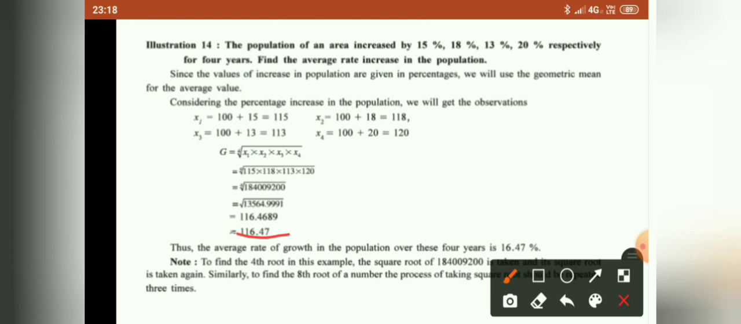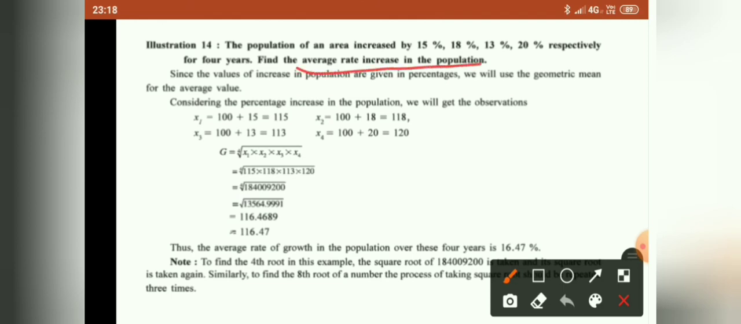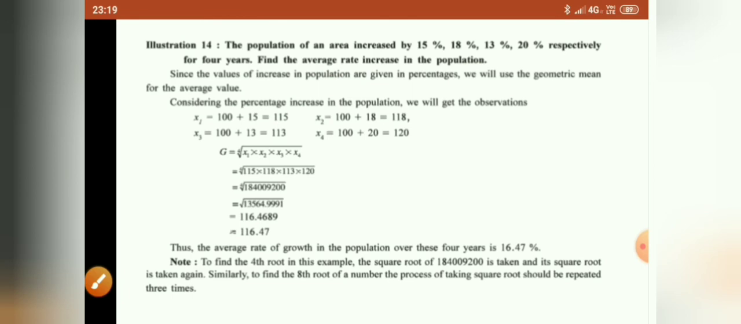Now what they have asked is the average rate of increase. See, here they have asked the average rate of increase in the population. So how much increase? We will see, 116.47 is an increase from 100. So if we subtract 100 from 116.47, we will get the answer 16.47 percent. They have asked the average rate of increase, so your final answer will be 16.47.